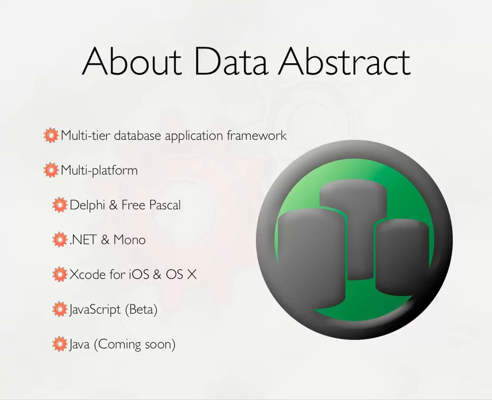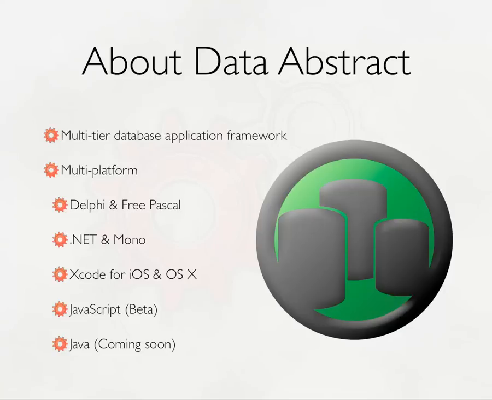It's multi-platform, and so what that means is we have different flavors of data abstract. One for Delphi and Free Pascal, one for .NET and Mono, one for Xcode for iOS and OS X, and then JavaScript is built into those other platforms, so you can build JavaScript clients. So the JavaScript one's not actually a separate flavor, it's part of the other flavors. And then we also have the Java version coming out soon as well.